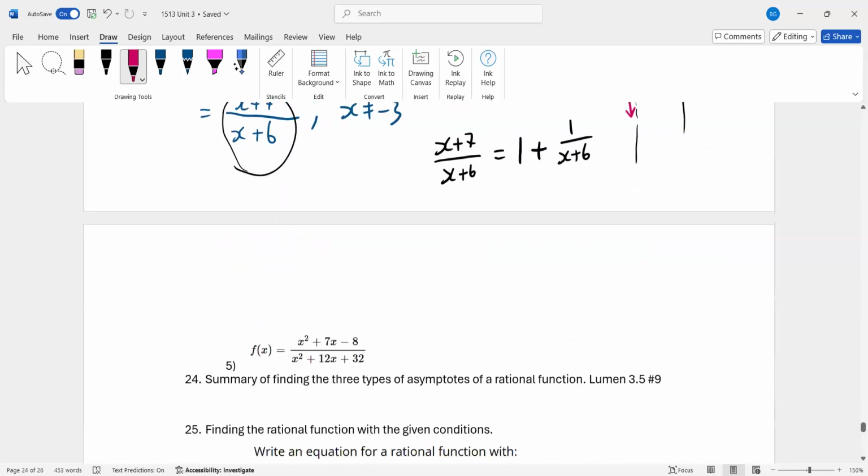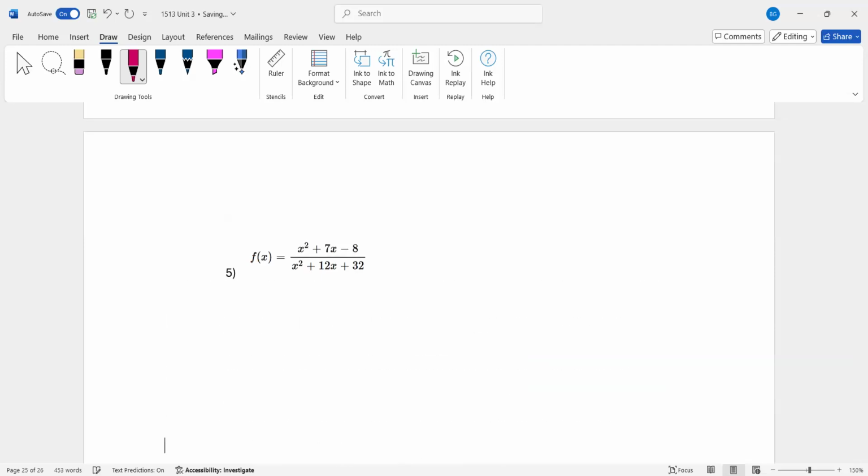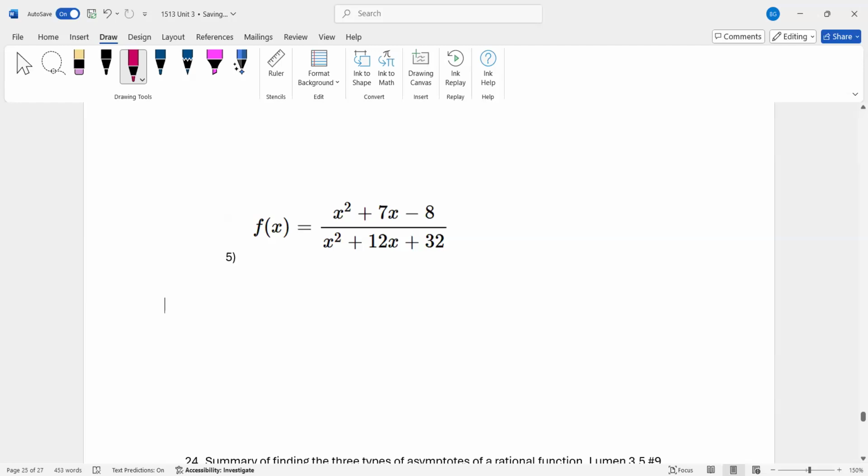Okay. Do we have one more? Okay, we have one more here. Numerator degree 2, denominator degree 2. We need to factor.